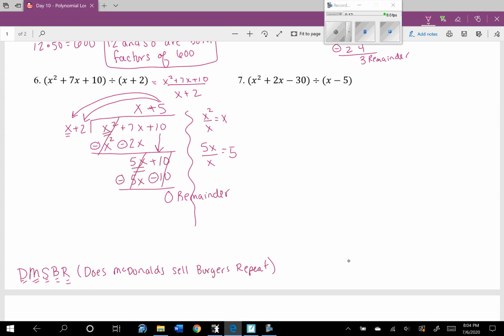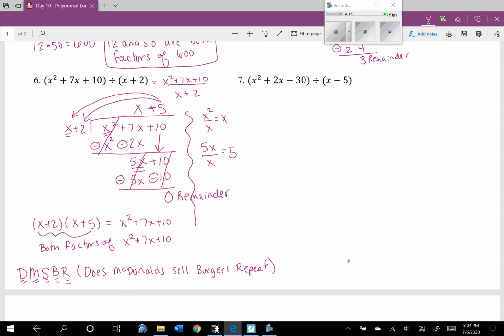And so that means, remember that if you get a remainder of 0, then x plus 2 and x plus 5 are both factors. So x plus 2 times x plus 5 should be equal to x squared plus 7x plus 10. And of course, they are both factors of x squared plus 7x plus 10.